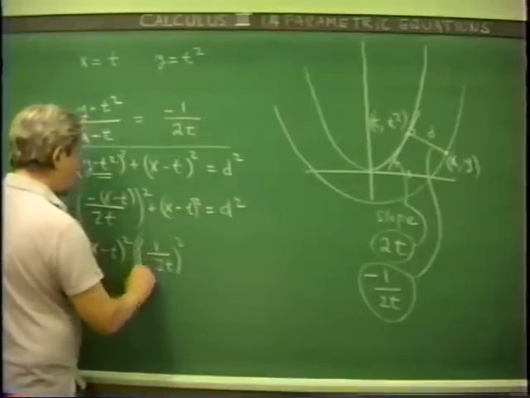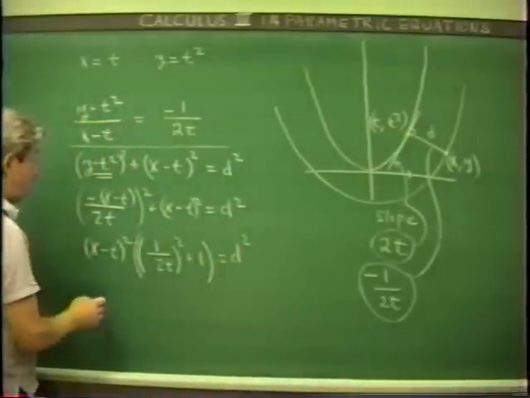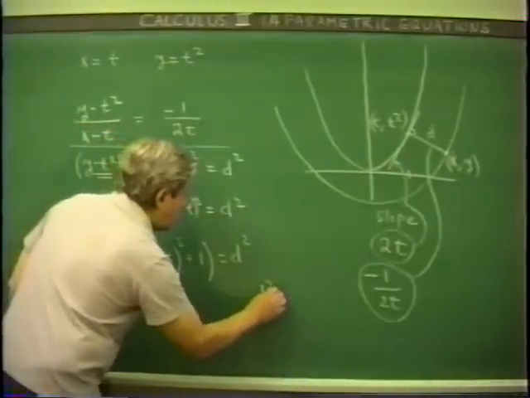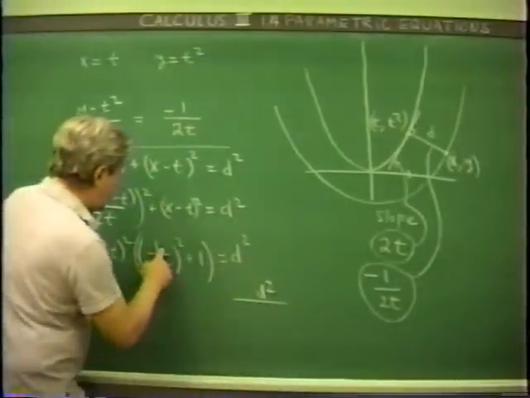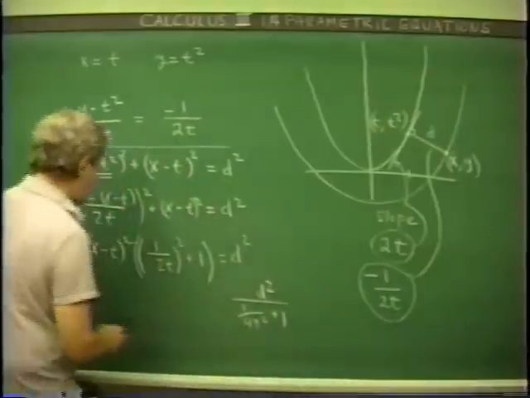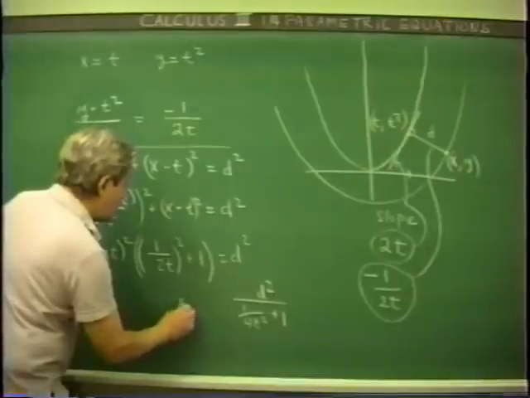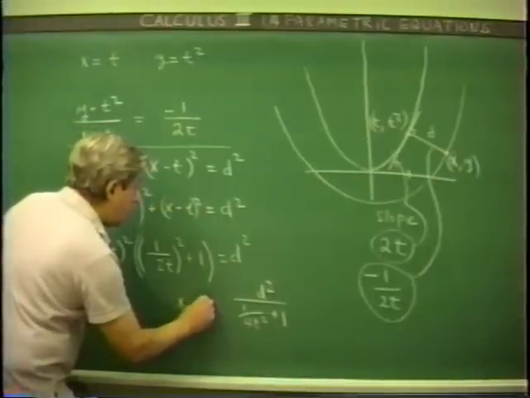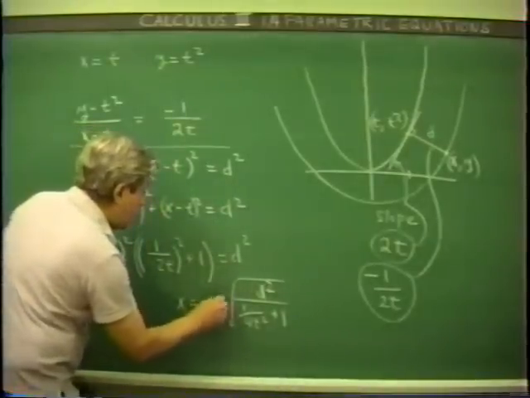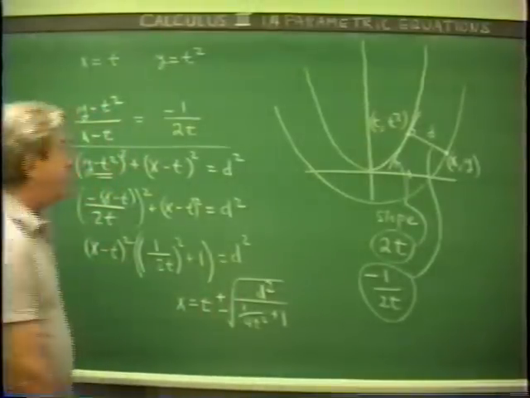squared plus 1, this is equal to d squared, or d squared divided by 1 over 4t squared plus 1 is equal to x minus t squared, so that x minus t is going to be equal to the square root of this, or x is going to be equal to t plus or minus that square root. We have to consider plus or minus the square root.